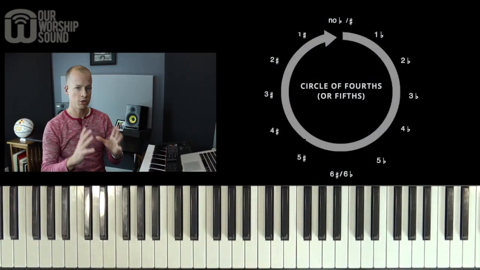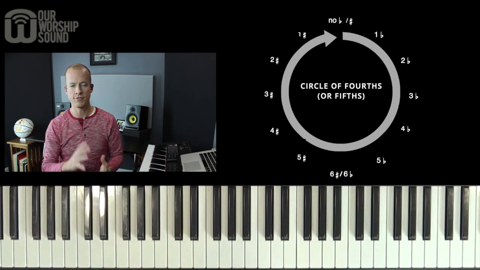So we're going to be talking about something called the circle of fourths. Some people refer to it as the circle of fifths. It makes a little bit more sense to me to call it the circle of fourths. But if you hear somebody say circle of fifths, just know that it's two different names for the same exact thing. So we're going to start with this circle, and around the circle, we're going to put different key signatures.